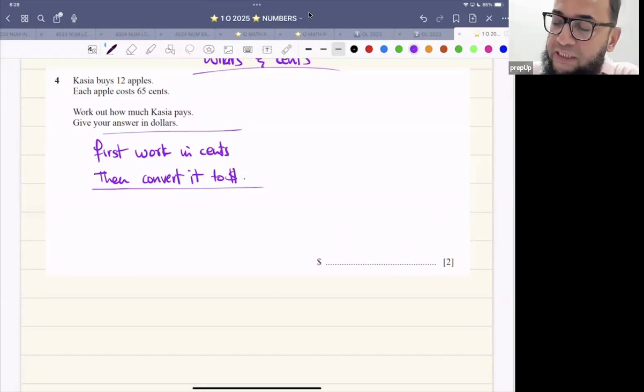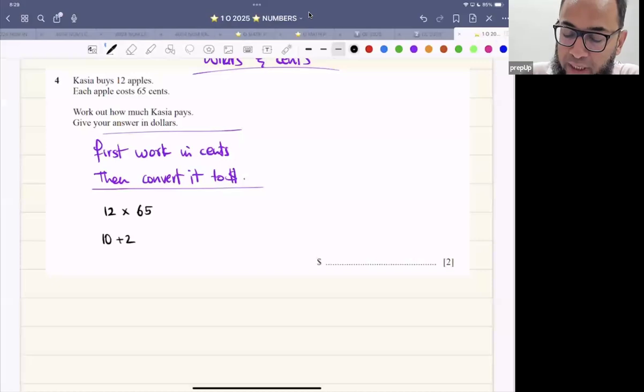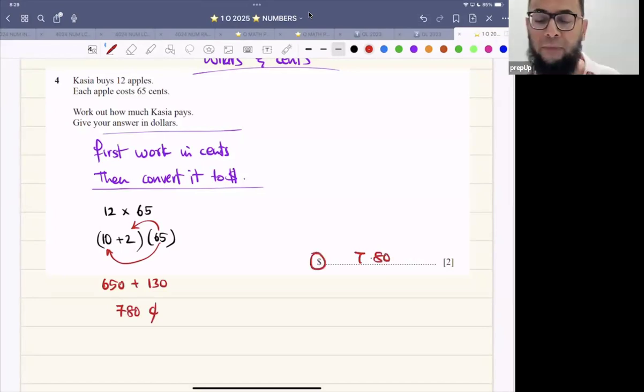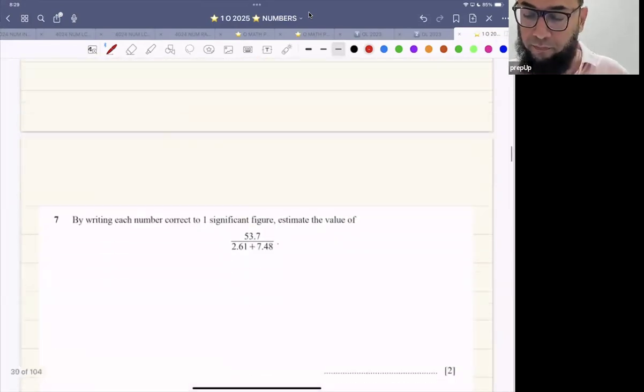Now 12 into 65, that is 10 plus 2 into 65. That is how I do it. 65 into 10, 65 into 2. 65 into 10 is 650, 65 into 2 is 130. So 780 cents, that is $7.80. All got, all clear?